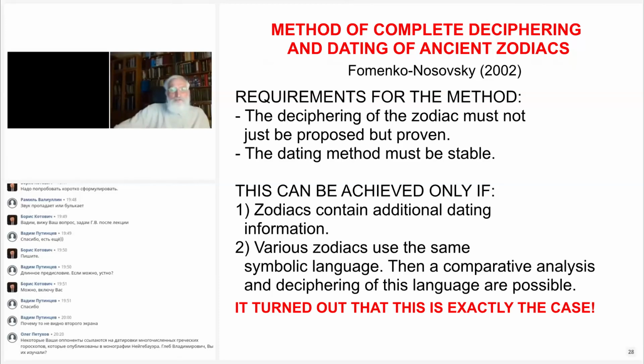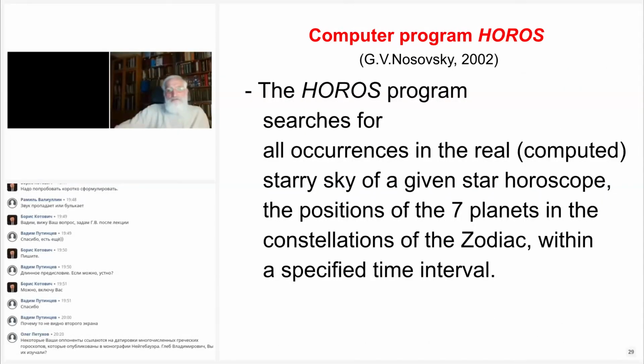And also, different zodiacs should use the same language so that it can be compared and deciphered. Otherwise, if each zodiac is made in its own way, nothing can be understood. We wrote a program that automatically calculates all solutions at a specified interval and outputs them for a given horoscope, specifically a star horoscope. Now we have also written a program for the sign horoscope. We use it too, but initially, it was for the star horoscope.